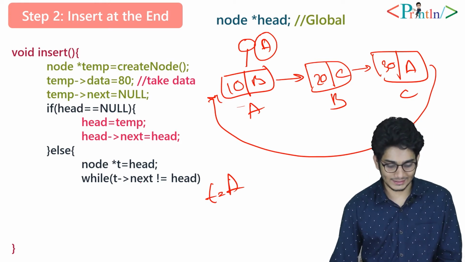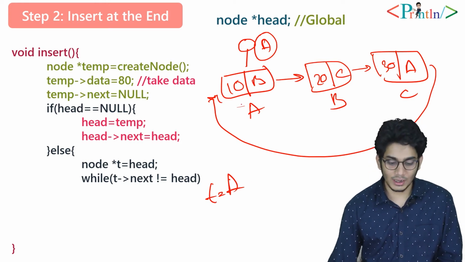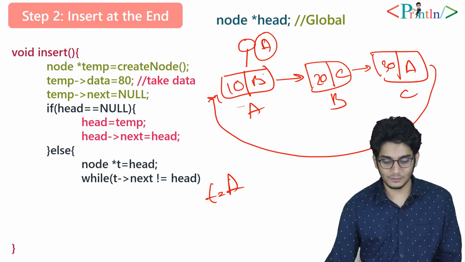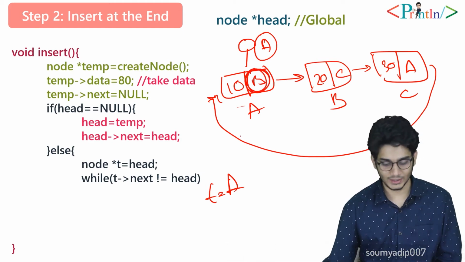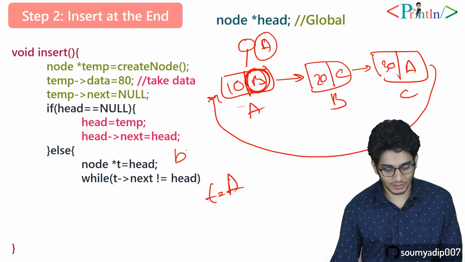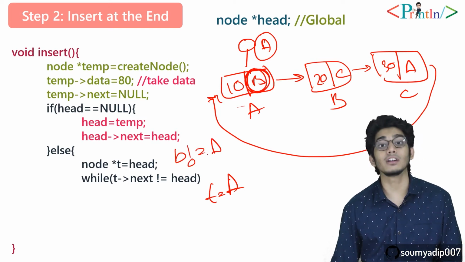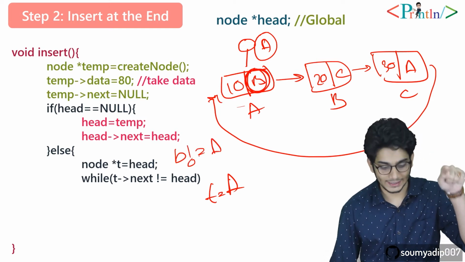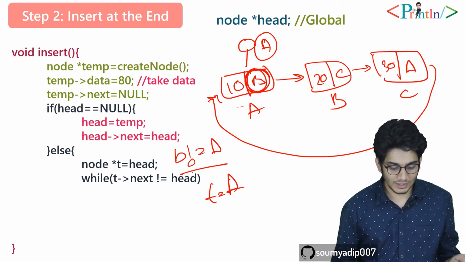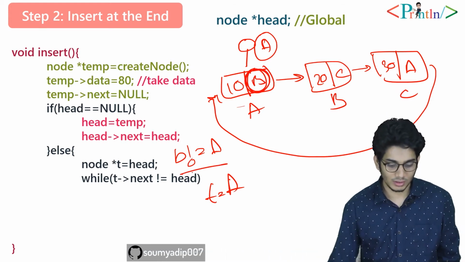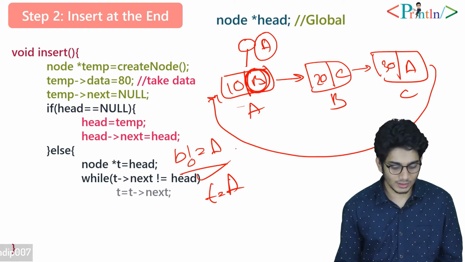Now T next is not equal to head. What is the value of A next? The value of A next is B. So B is not equal to A. What is the value of head? The value of head is A, right? So T next is not equal to head, so this portion will be executed.